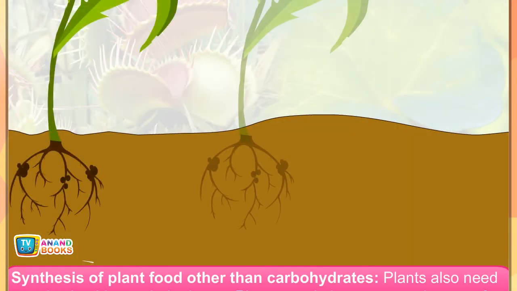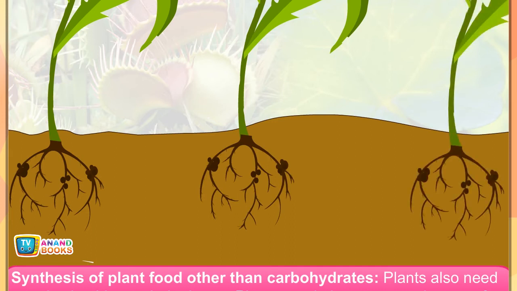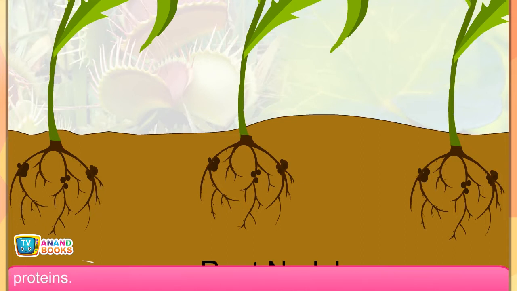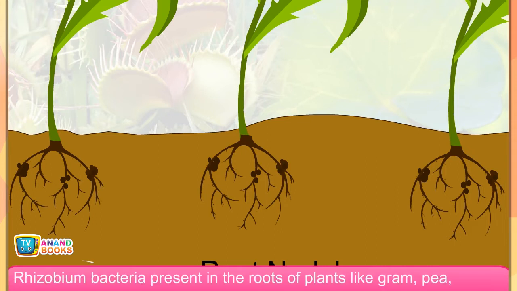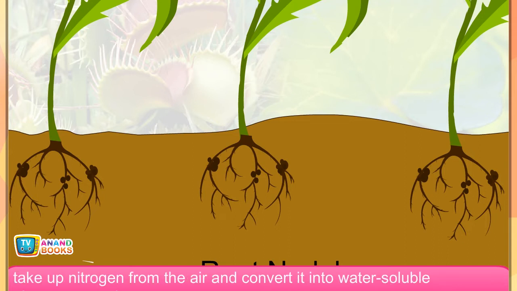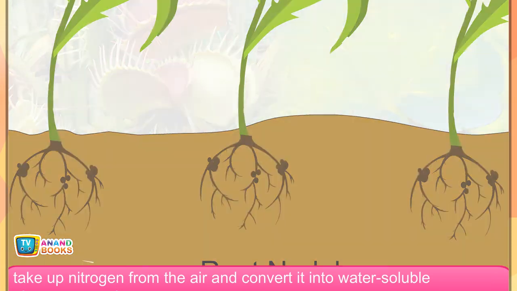Synthesis of plant food other than carbohydrates. Plants also need proteins besides carbohydrates. Plants need nitrogenous substances for proteins. Rhizobium bacteria present in the roots of plants like gram, pea, mung, etc. take up nitrogen from the air and convert it into water-soluble nitrogenous substances.